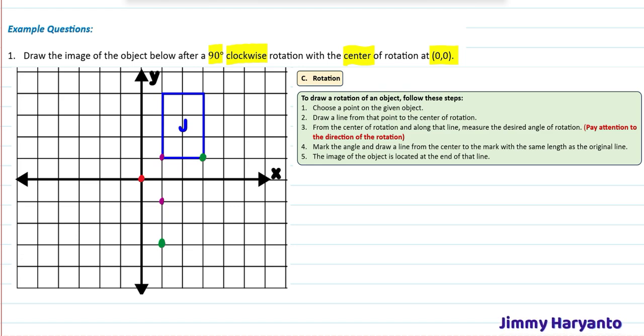Okay, so after you do 2 points, I think you already know what the shape will become after you rotate it. I think it will become like this, and it's J prime. This is how you do rotation. Okay, next, example question 2.